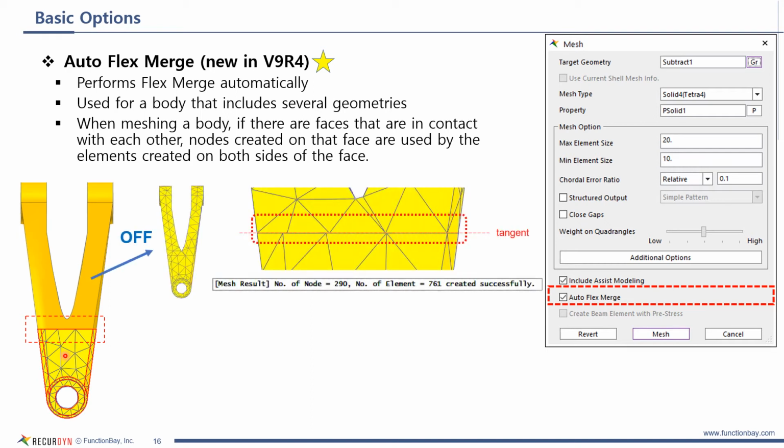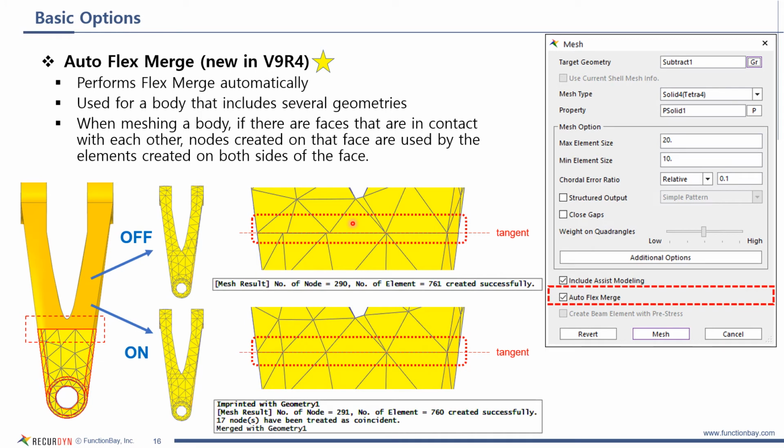It means two geometries are treated as one mesh. The top image is a mesh created with the option turned off, and you can see that the nodes on the touching faces are misaligned. It means the mesh above and the mesh below the face are separate. The image below is a mesh created with the option turned on, and the nodes on the touching faces are treated as coincident. It means the upper part and the lower part are treated as one mesh. RecurDyn will show a message that indicates that 17 nodes were processed as coincident. In V9R3, Flex Merge required manual operation, but starting with V9R4, it can be performed automatically using this option.